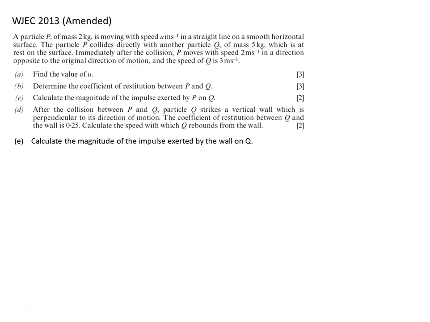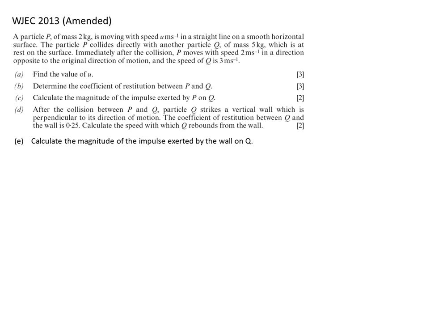Immediately after the collision, P moves with 2 meters per second in a direction opposite to its original direction of motion, and the speed of Q is 3 meters per second. So we have to find the value of u, determine the coefficient of restitution between P and Q, and calculate the magnitude of the impulse exerted by P on Q. Those three questions form the first 3/5 of the question.